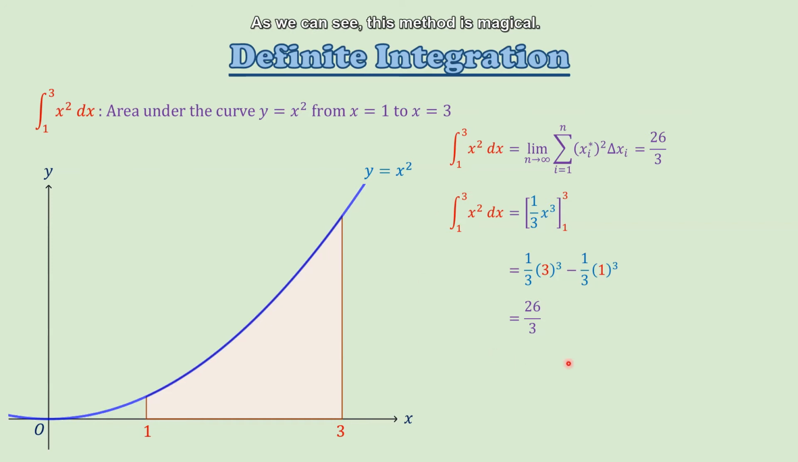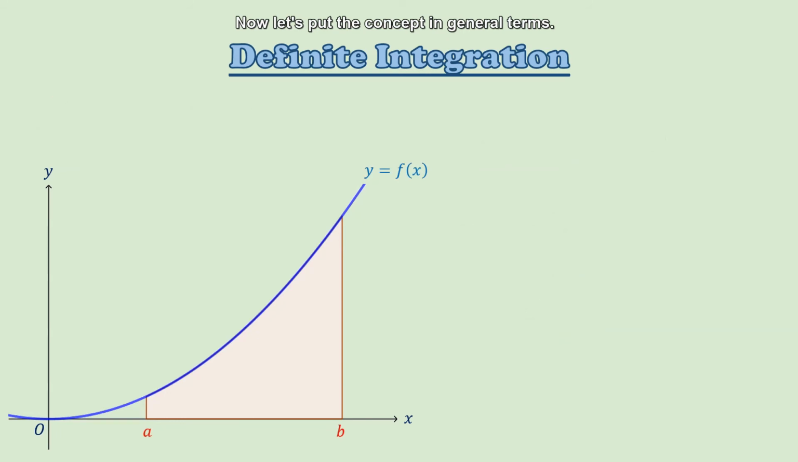As we can see, this method is magical. It involves a few steps, but we can obtain the value just the same as the one we obtained in the limit. To make this video short, I'm not going to explain why it works. The proof of this method will be in another video. Now let's put the concept in general terms.